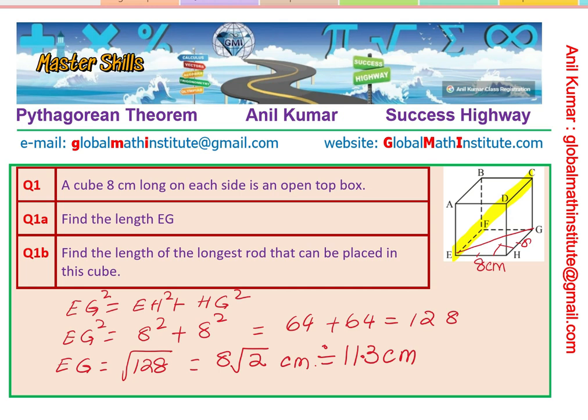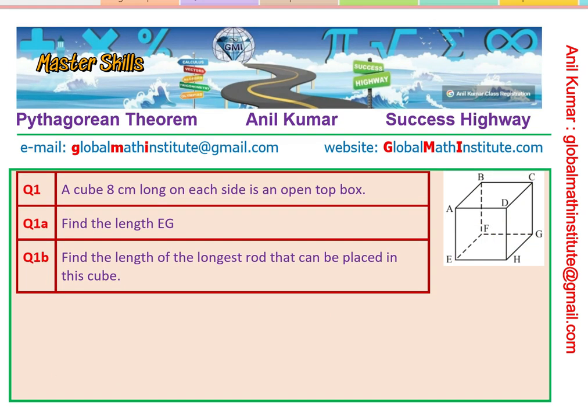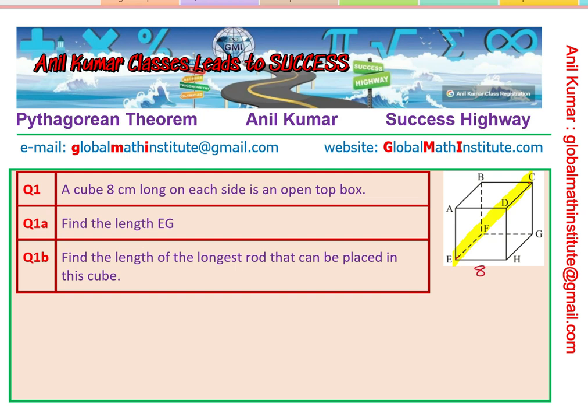Now let's try to answer part B of this, which is the longest rod. Clearly, the longest rod will be from E to C, right? So that is going to be the longest rod. Let me put a highlighter there along this particular path. Now, how do we find that dimension? Well, we know each side is 8, right? We just found what e to g is, which is 8 square root 2.